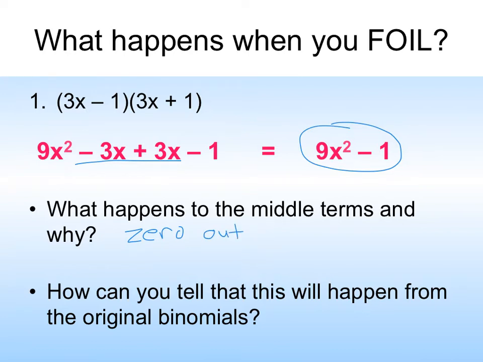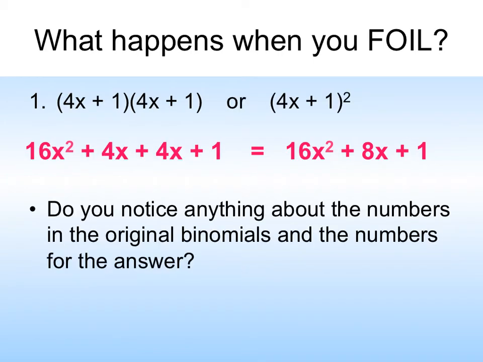And the other thing to think about is whether there is a way that you can tell that this will happen from the original binomial. So if you look back at 3x minus 1 times 3x plus 1, is there a way that you think you could tell that those middle terms would zero out? You can leave this blank for now or write something in, because as we do more, you should be able to fill this part in.